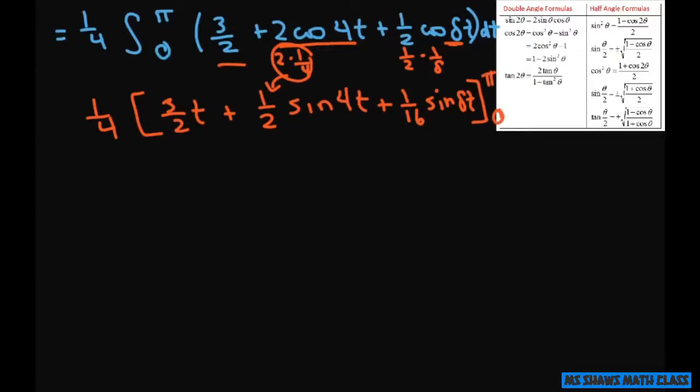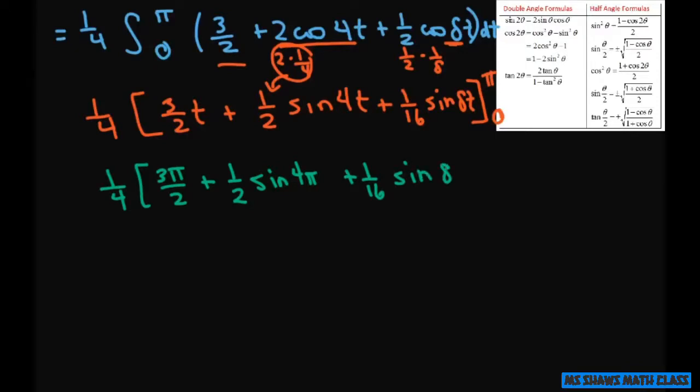All right, now let's evaluate it. So we're going to get 1/4 times (3 pi divided by 2 plus 1/2 sine of 4 pi plus 1/16 sine of 8 pi). And that's the first part. Minus, now when you plug in 0 in all these, sine of 0 is just 0. So the last part's just going to be 0.